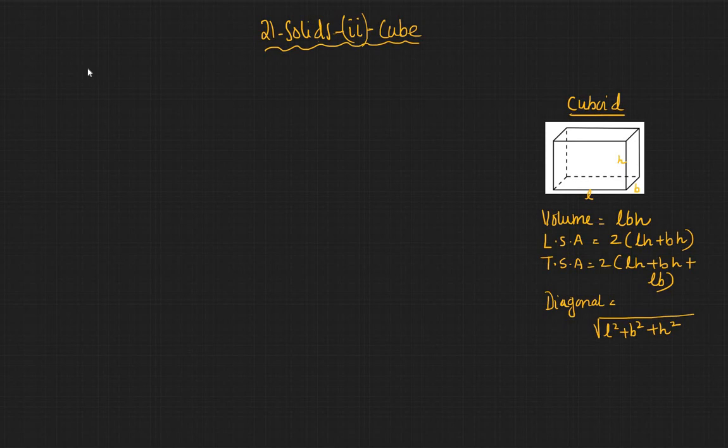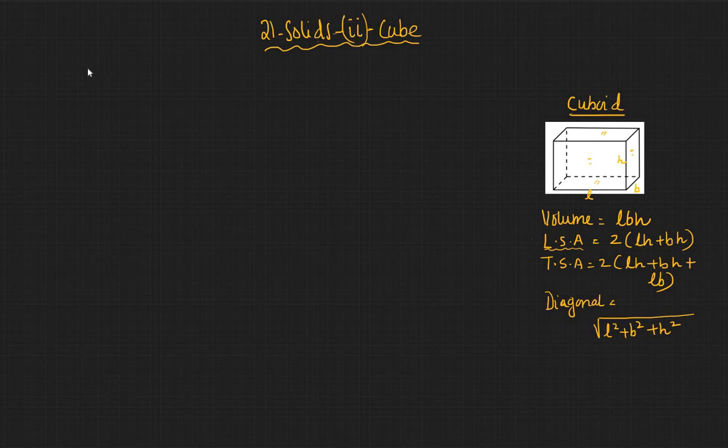the volume was LBH. The lateral surface area was the area of all the faces other than the top and the bottom, so that's 2 LH, so you have 2 times this face and 2 times this face on this side and 2 times the front face. So that's 2 times LH plus 2 times BH. So that's lateral surface area.